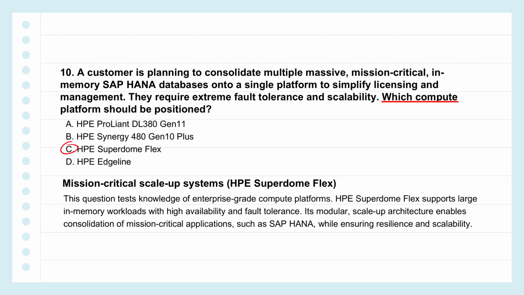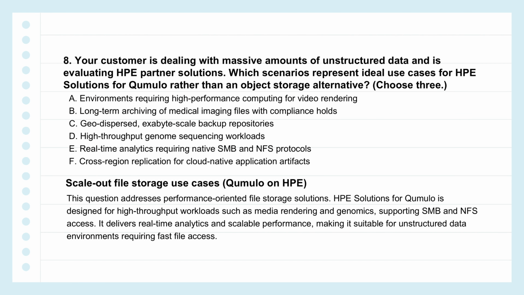So we've built this massive fault-tolerant compute engine, but an engine of that size generates a torrential downpour of unstructured data. How do you keep that data from flooding the system, and more importantly, how do you protect it? That brings us to question 8, which focuses on storage architecture. Right. Your customer is dealing with massive amounts of unstructured data and is evaluating HPE partner solutions. Which scenarios represent ideal use cases for HPE solutions for Qumulo rather than an object storage alternative? Choose 3. 6 options for this one again.